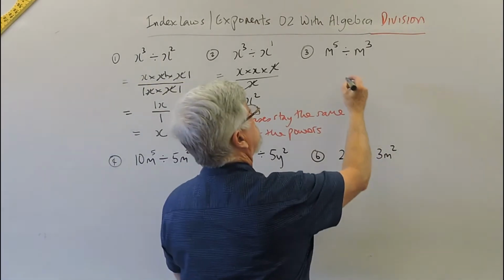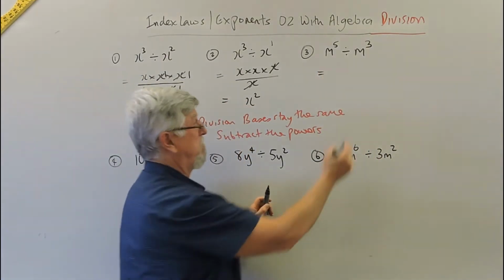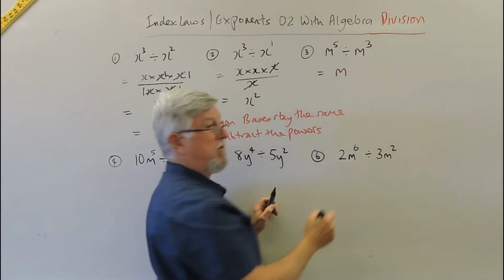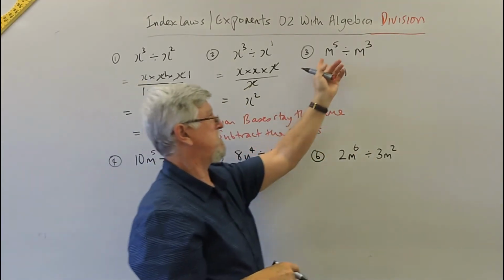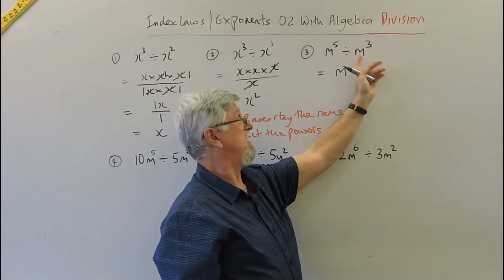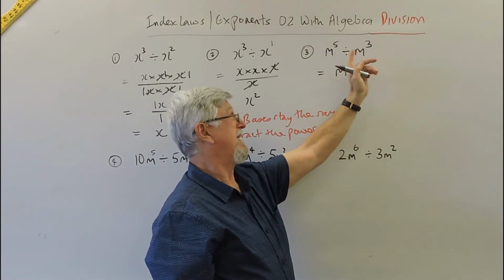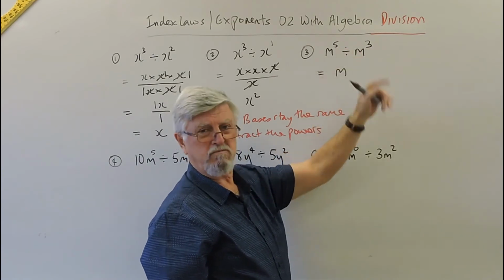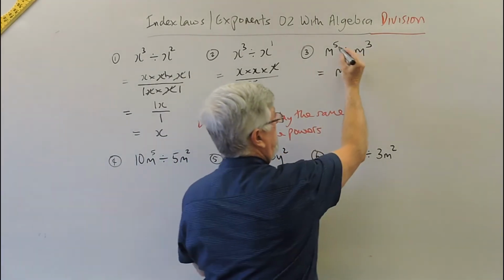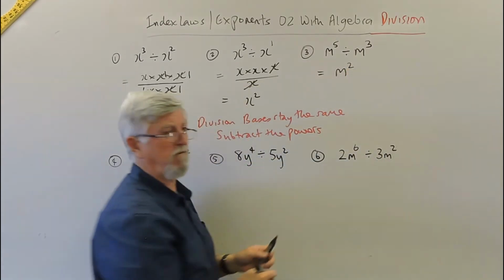Let's have a quick look at this one. Why don't we just use the rule? The bases stay the same. By the way, this only works when you've got the same base. If they were different bases, if that was n to the 5 divided by n to the 3, you can't just use the rule to get rid of the powers. 5 take 3 is 2, so that's a 5 squared.